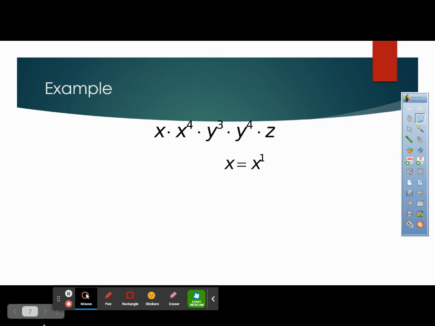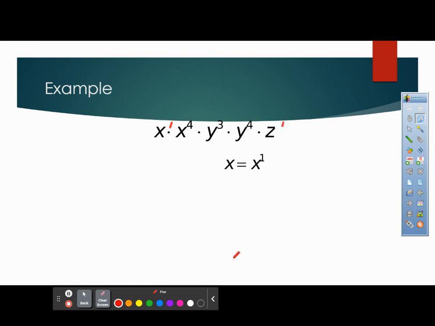All right, here's number 2. x times x to the 4th times y to the 3rd times y to the 4th times z. So write that down for your example. Three different letters. Now, I have a reminder for you: when you see x by itself, that means x to the first power. So if you ever see a variable that does not have an exponent, I would put a 1 there to remind you that it has an exponent of 1. So with this x, I would put a 1, and with this z, I would put a 1.